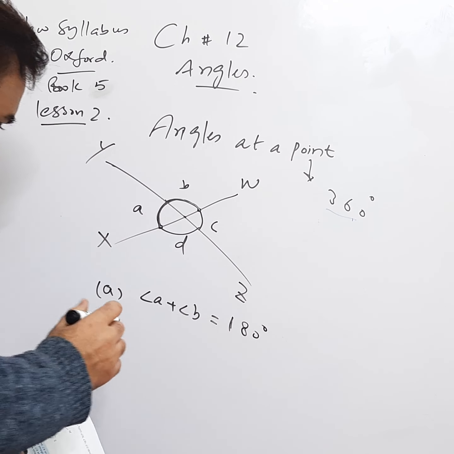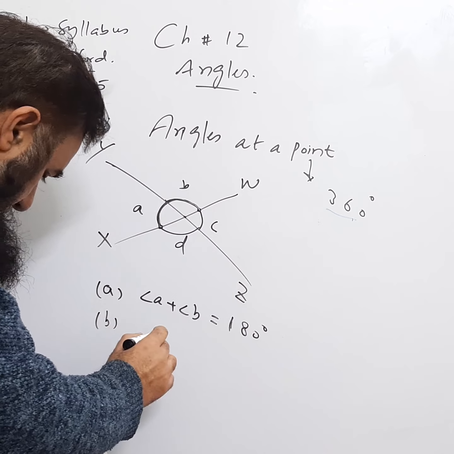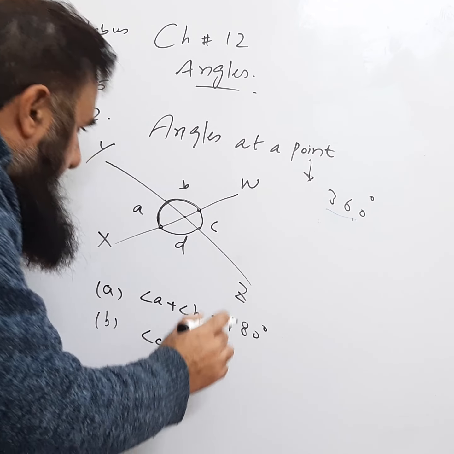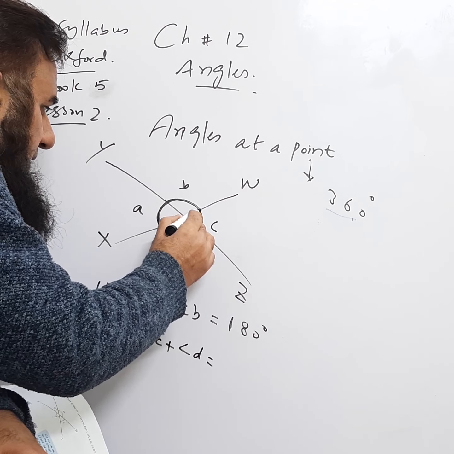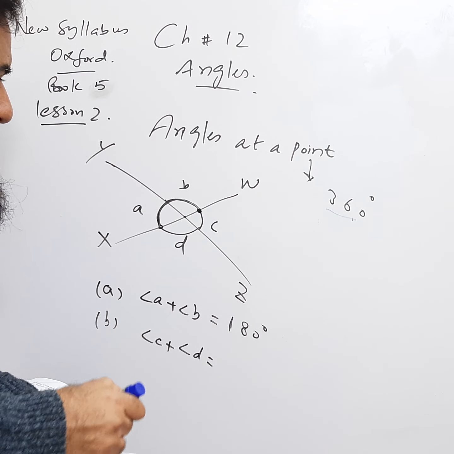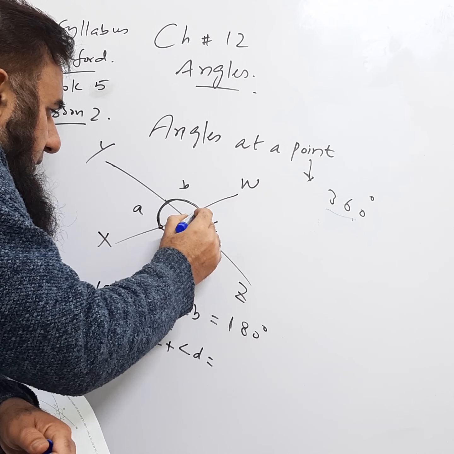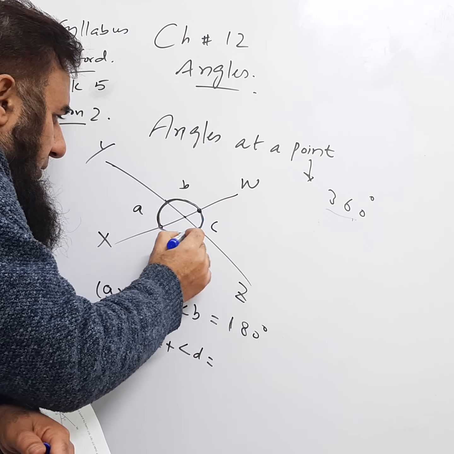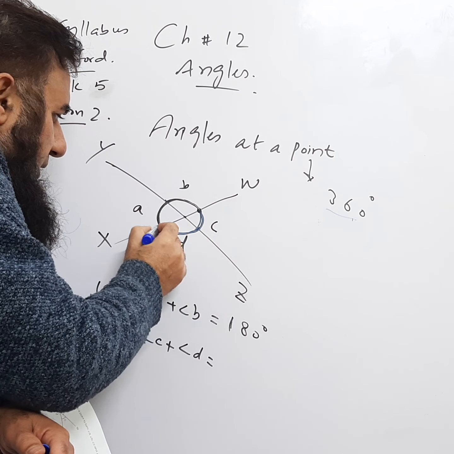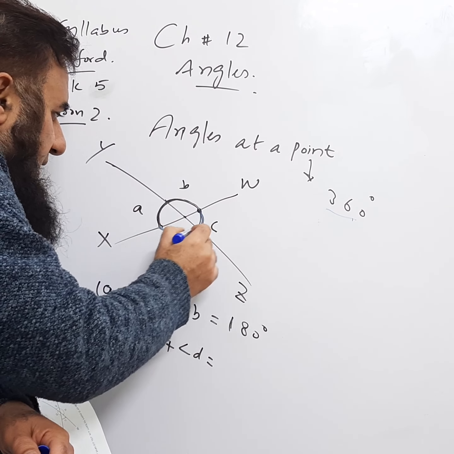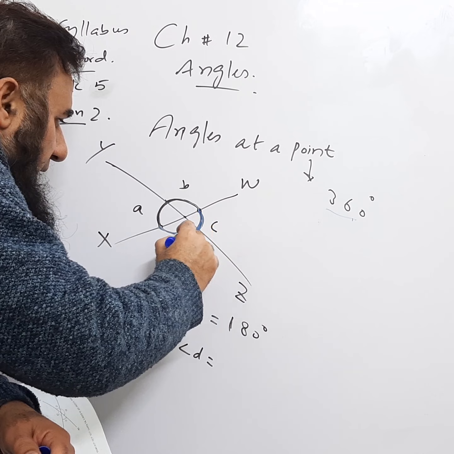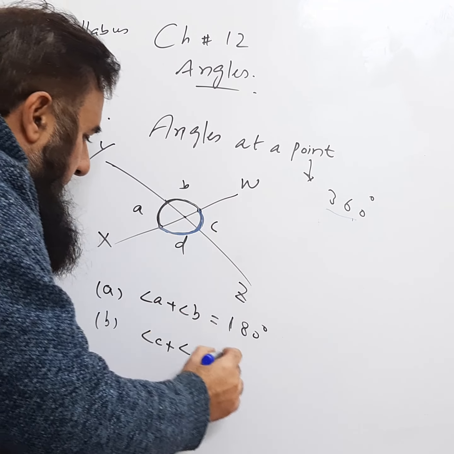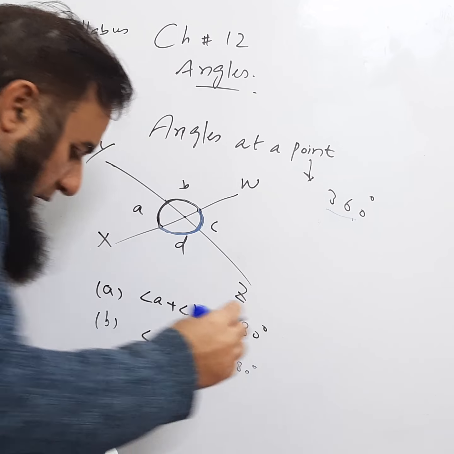Then they say part B, angle C plus angle D. Now this is angle C, I will use this blue marker, and this is D. So C plus D is also a semicircle. We start from here and end here, so this is a semicircle. So C plus D is also equal to 180.